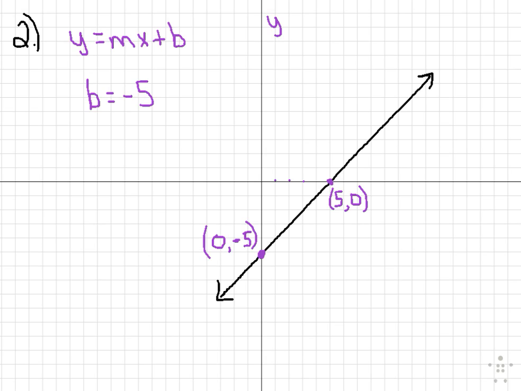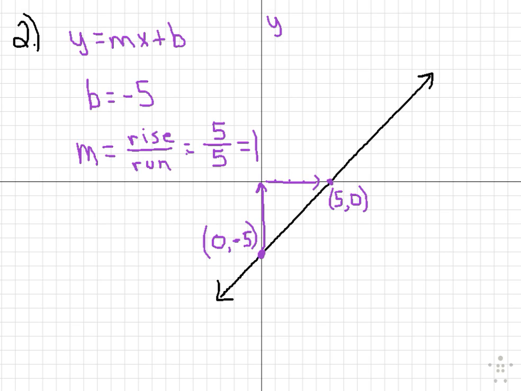Now, I need to figure out the slope. So I could use my formula for slope, y2 minus y1 over x2 minus x1, and plug in those 2 points and come up with it. Or I can simply just count, because slope is equal to rise over run. So let's take a look at these 2 points and see how far they go up. So it rises up 5, and then to the right 5. So my slope then is essentially rise 5 and run 5. So my slope is 5 over 5, which is simply just 1.